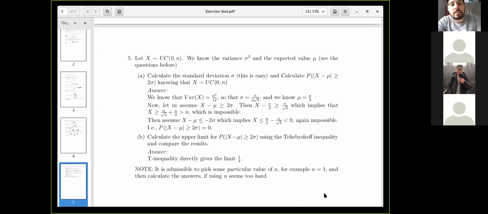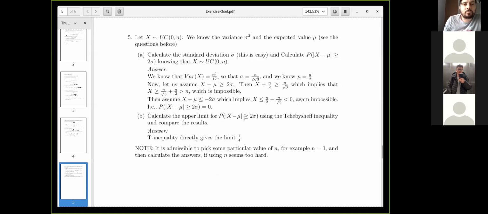The probability is 0. But if you use the Chebyshev inequality to compare these results, if you look at that inequality, it says directly that the probability that the absolute value of x minus mu is greater than or equal to k times sigma is smaller than or equal to 1 over k squared. In this case, k is 2, so that's 1 over 4.